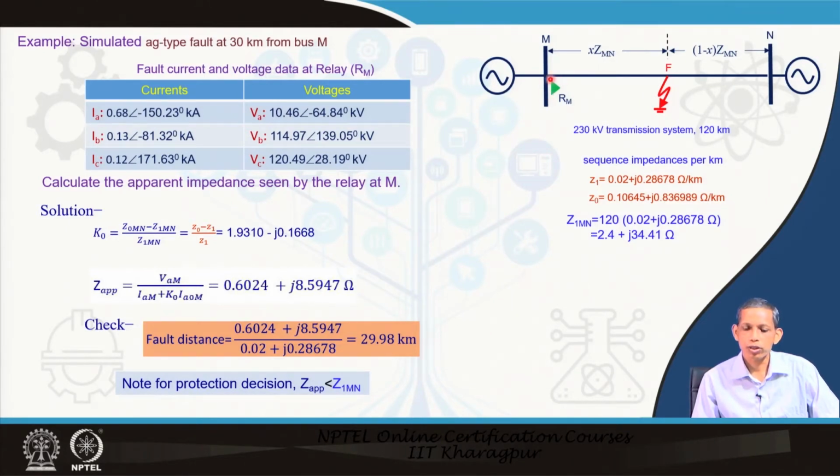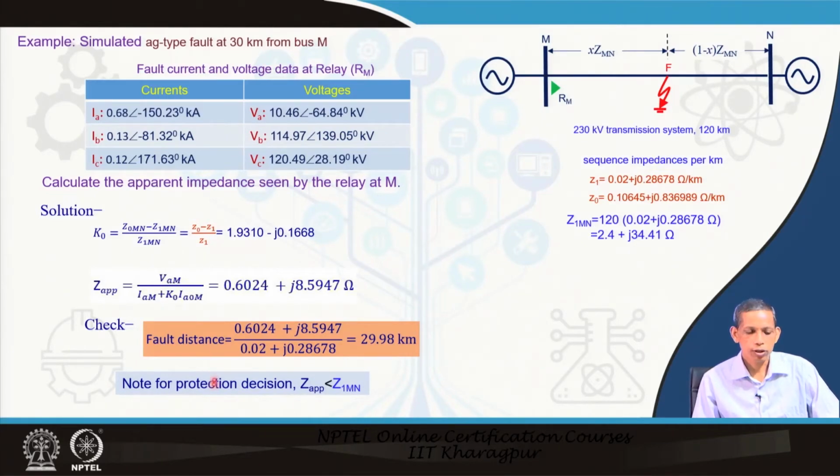That corresponds to the positive sequence fault impedance up to the fault point. Now, we will check whether the apparent impedance calculated is correct or not. For that, again we will calculate the fault distance as in the earlier example for the three phase fault case. This impedance divided by the positive sequence per kilometer impedance of the line gives 29.98, and we actually created the fault at 30 kilometers. So, this value is close to that, which means that the Z apparent calculated by the relay is correct and accurate.